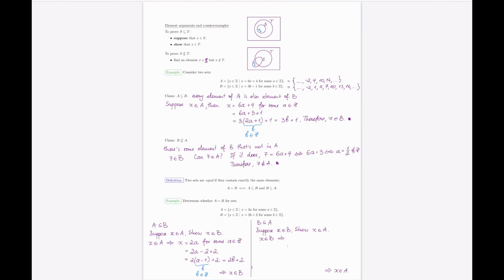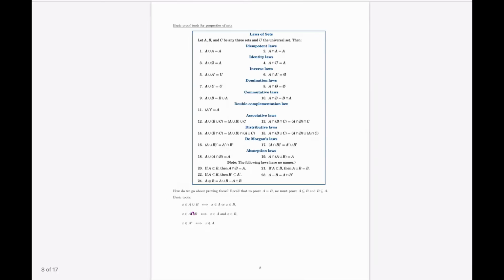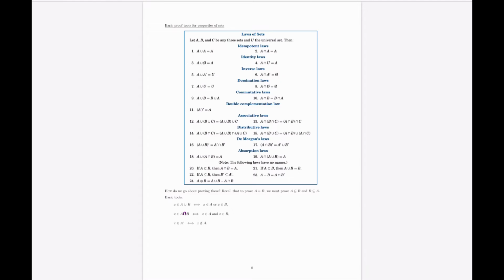Let's review here. What we have just proven are specific properties for specific sets. We used element arguments in these cases to prove something is or is not a subset of another, and extended this to proving that two sets are equal. Now, in a similar way, we can actually apply element arguments to prove more general properties of sets overall. And that will allow us to produce laws that we can then use directly.